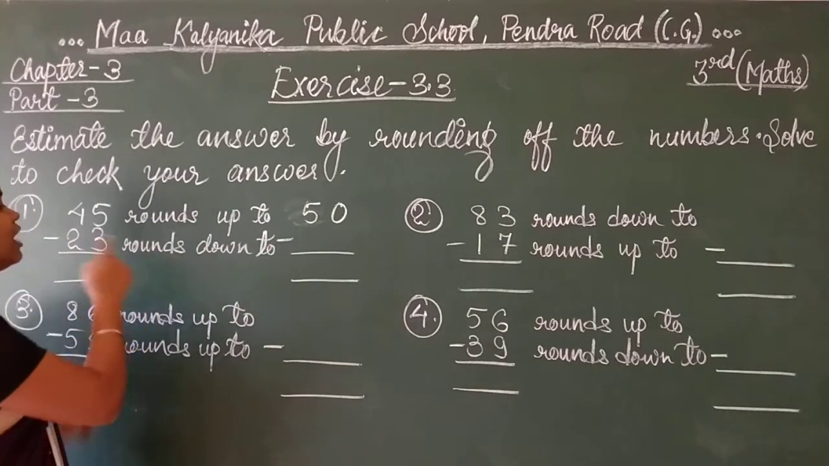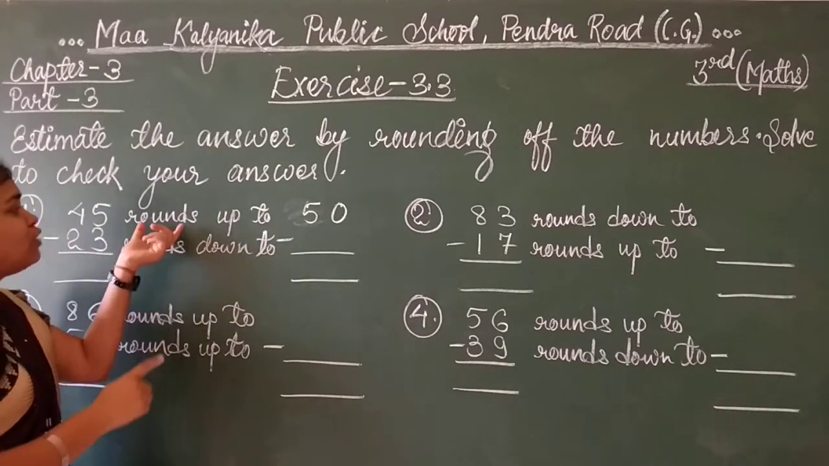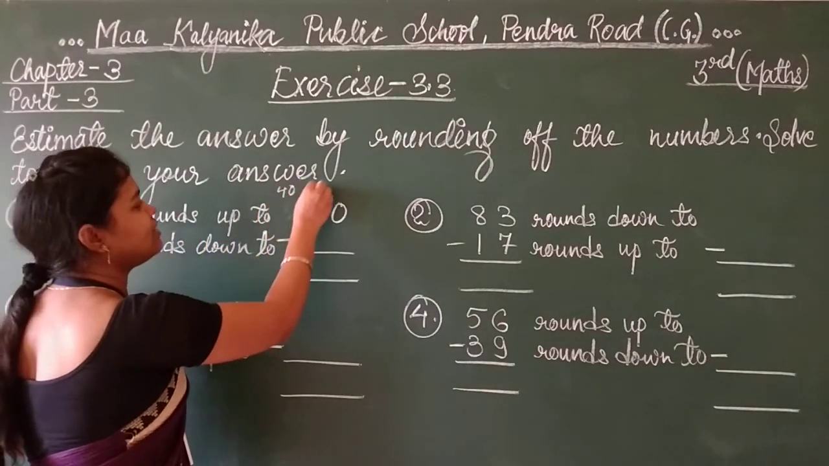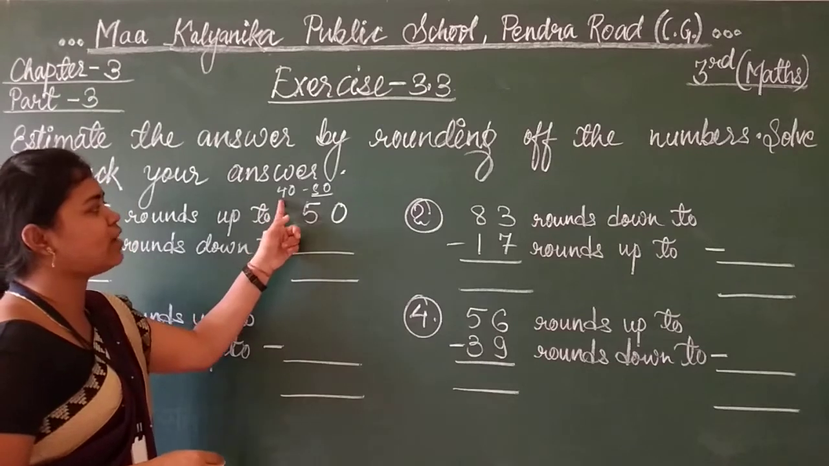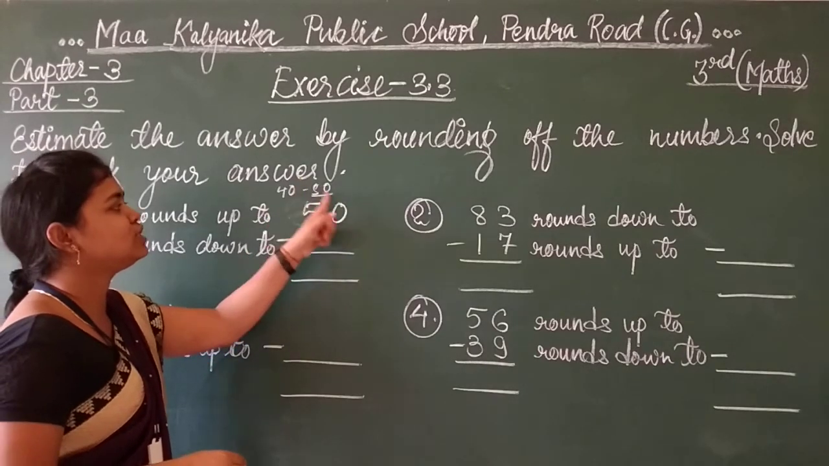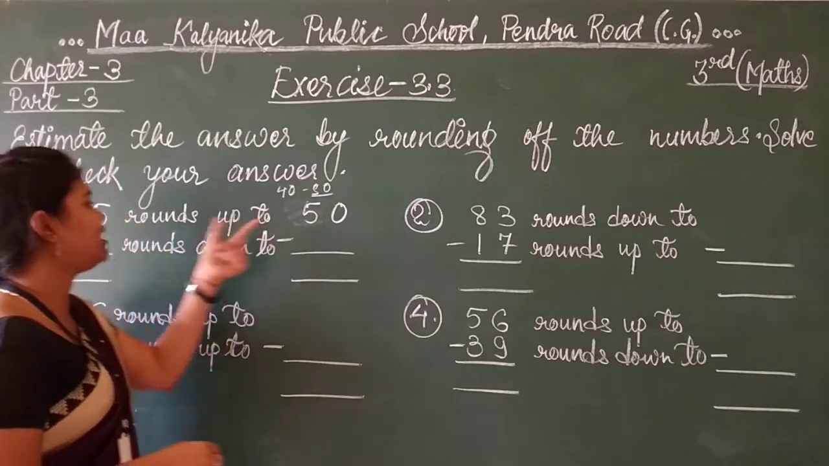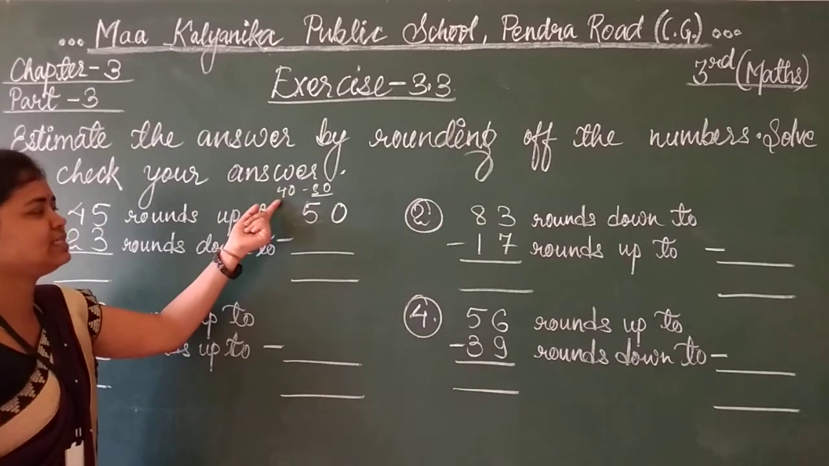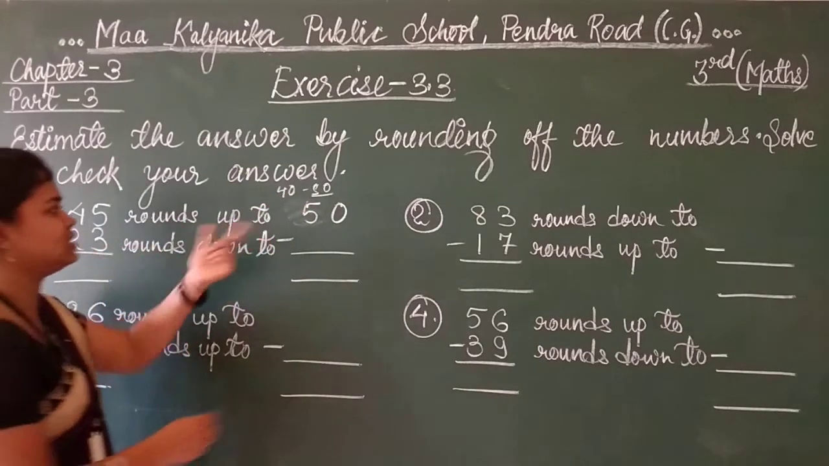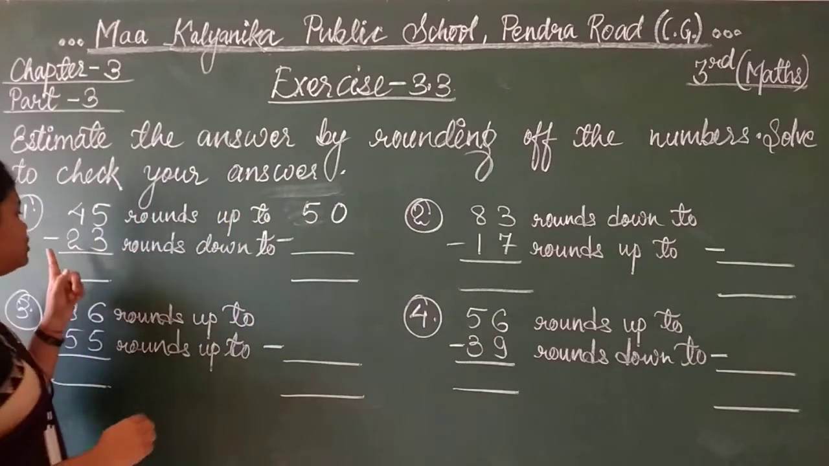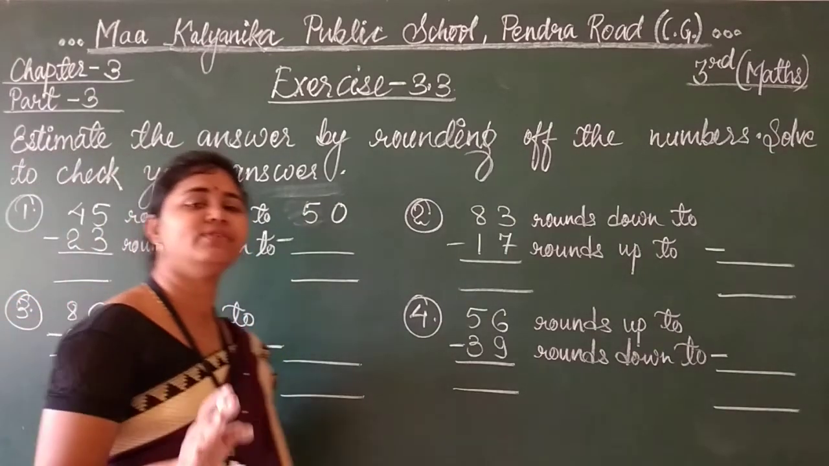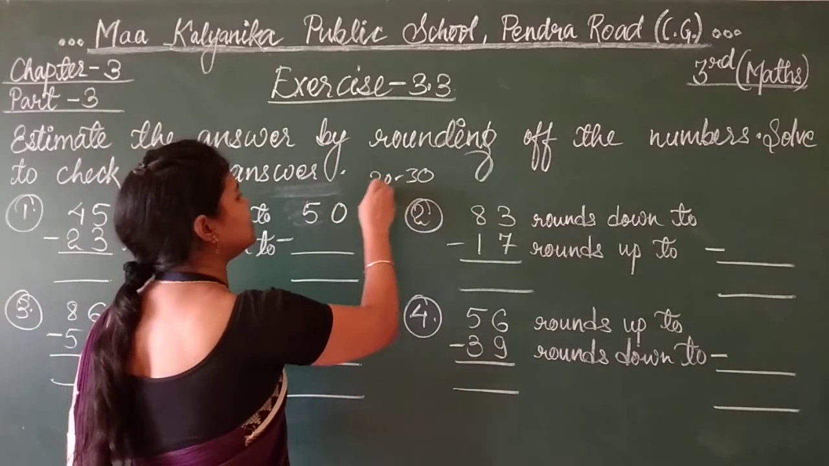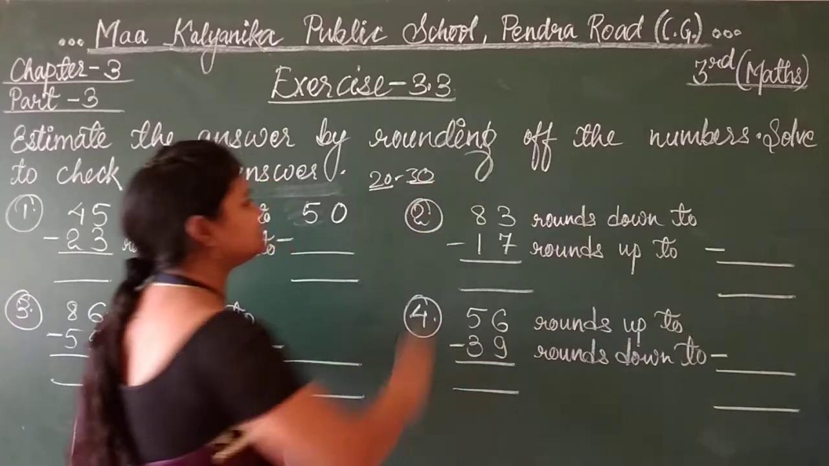Okay students, now moving to 23. So rounds up. Why have we taken up? Because it will come in the range of 40 and 50, the up number. So this number we have received here, that's why we have written here rounds up. Rounds down. Now the previous number we will take of this range. Okay. So simply students, see here 23. So 23 comes in between which range? 20 and 30.